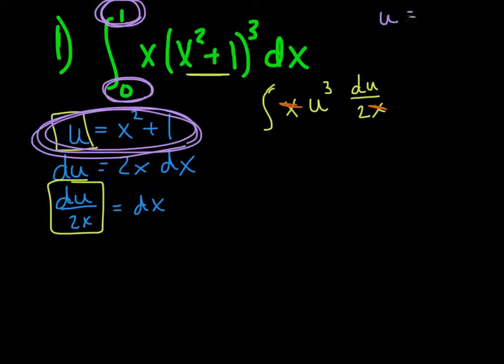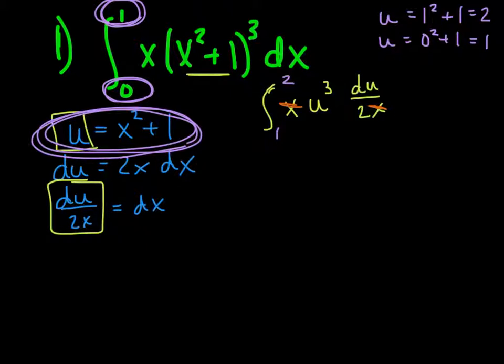So u is going to equal, let's start with the upper bound, 1 squared plus 1, or 2. That is going to become my new upper bound. My lower bound was 0. I'm going to plug that in and solve for u. So 0 squared plus 1, which is 1. That becomes my new lower bound. Now I have converted my bounds to be in terms of u, and I can go ahead and finish solving this problem as a definite integral.